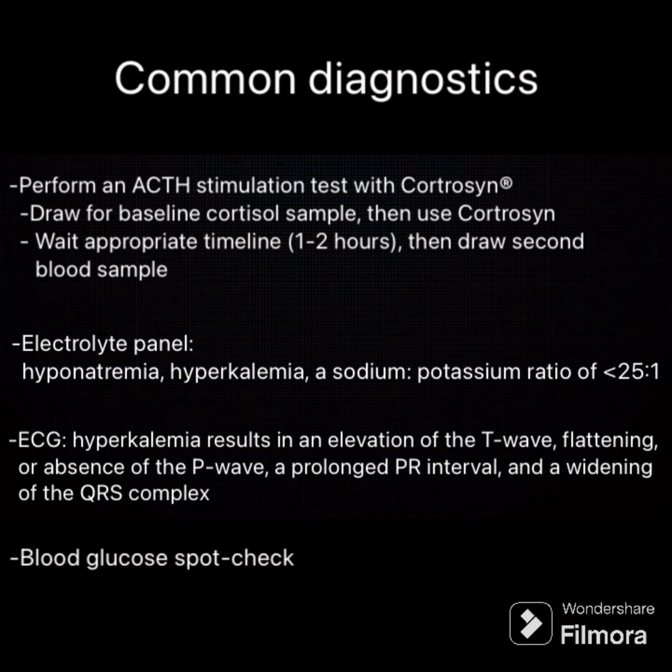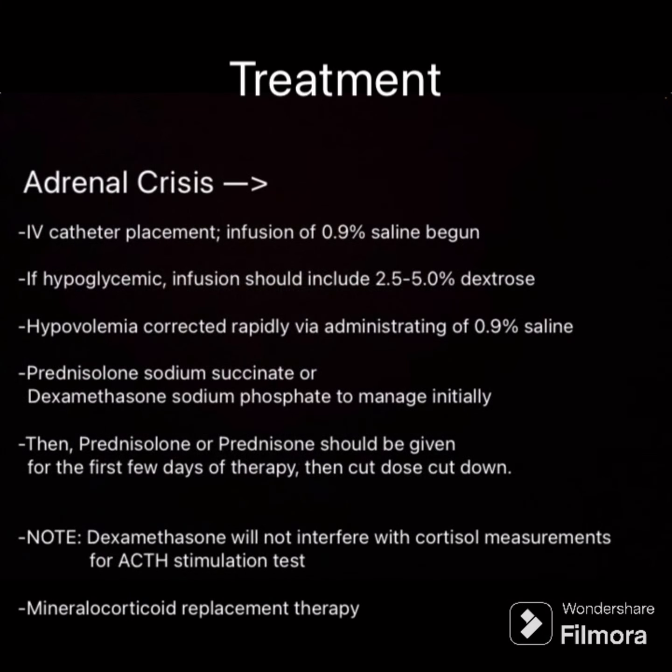Other diagnostic tools that could be helpful with diagnosing Addison's disease would be an electrolyte panel, as noted before. Abnormalities of electrolyte values such as hyponatremia, hyperkalemia, or even a sodium-potassium ratio of less than 25 to 1 could help identify this. Again, the ECG is also a helpful tool with recognizing abnormalities of wave function that could be a result of hyperkalemia.